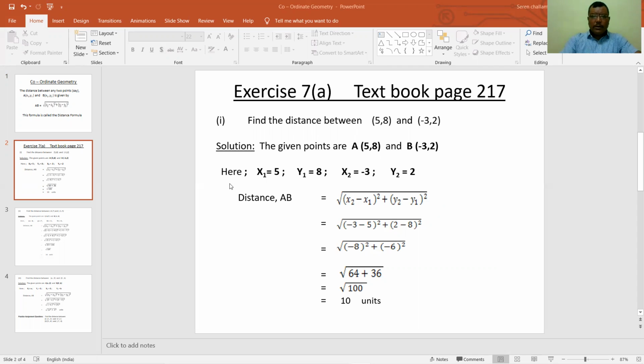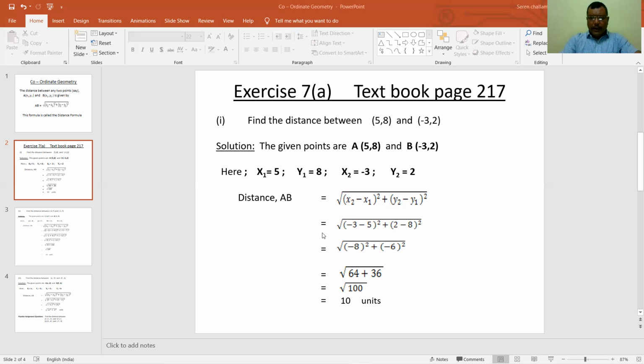Now here, the coordinates of the first point, that is x1, is 5 and y1 is 8. The coordinates of the second point, that is x2, is minus 3 and y2 is 2. So therefore, the distance AB is equal to square root of (x2 minus x1) whole square plus (y2 minus y1) whole square, which is the distance formula.